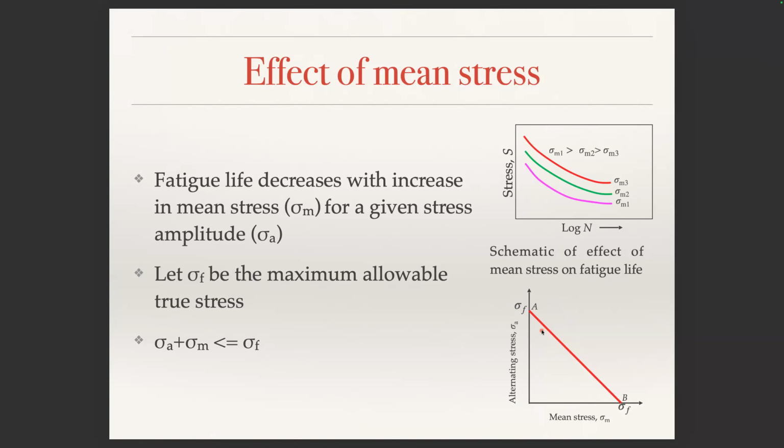This red line, what you have plotted, is alternating stress versus mean stress. So that is for one particular number of cycles. That's what you're saying, correct? Yeah, exactly.